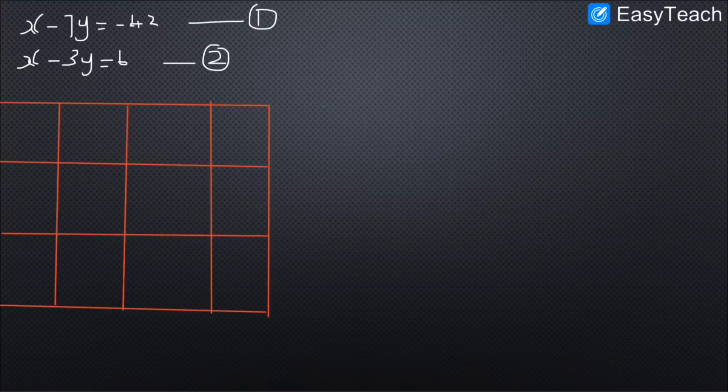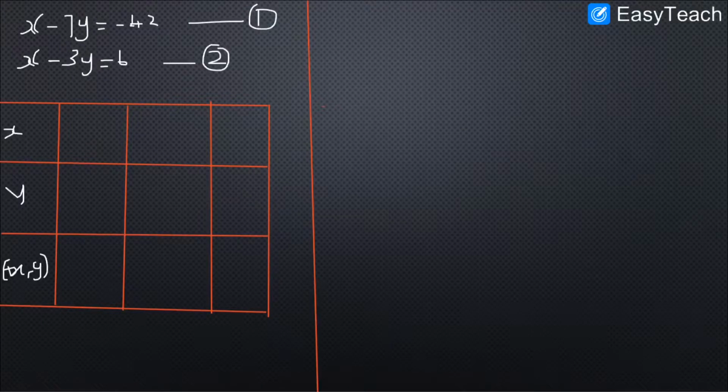To plot the graph, at least we need 3 values, 3 points. So what I am going to do is substitute some values for x to find the corresponding value of y. Then find x comma y, which is a point on this graph. Look at the first equation. I take the first equation, x minus 7y equals minus 42.